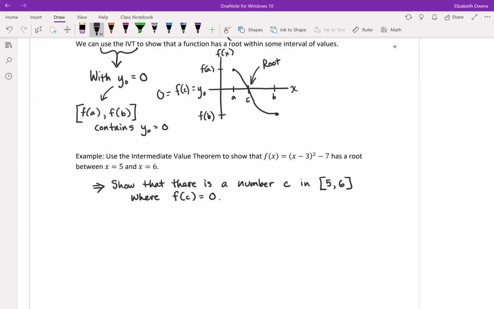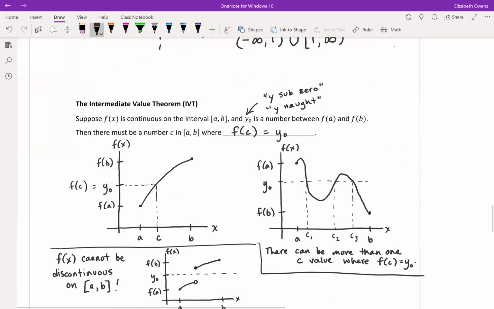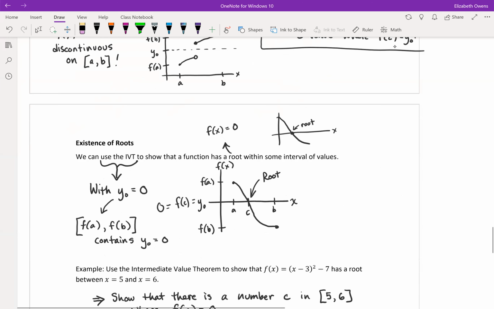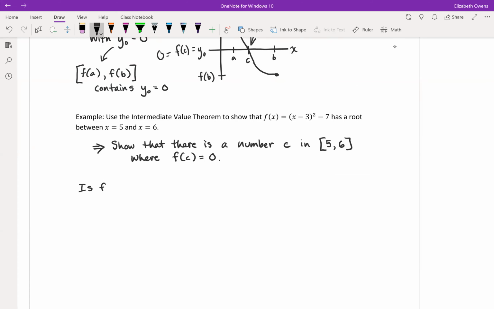So let's look at this. For our intermediate value theorem, we need f of x to be continuous on the interval a to b. Is f of x continuous on the interval from a to b? That'd be 5 to 6 here. Think about that for a second for yourself. And we should be able to conclude that looking at this function, yes, it is going to be continuous on that interval. And actually, this particular function f of x is going to be continuous everywhere.